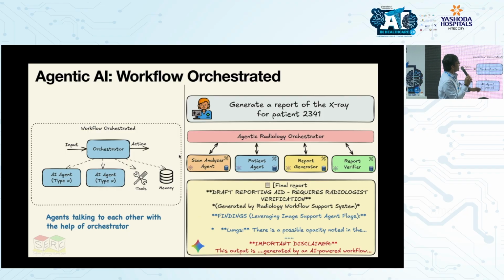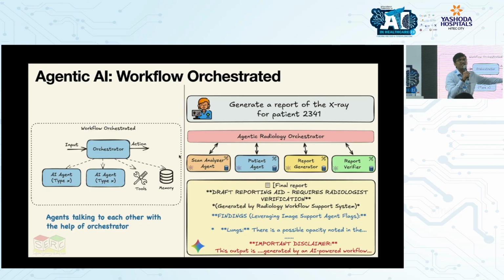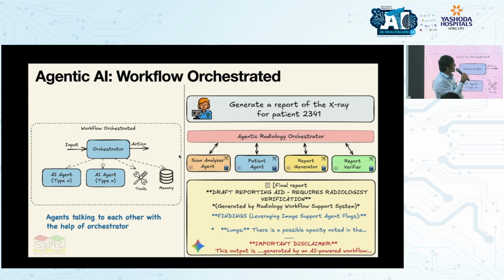So what can I do? I can build an agentic AI radiology orchestrator. Now what is that orchestrator going to do? It is going to take an input, and I'm going to say, hey, generate a report for the X-ray for patient 2341. So what did I do? I took a sample X-ray image from whatever was available on Google, and then I created this bunch of agents. I have a scan analyzer agent that is going to take the X-ray scan and tell me, using a vision language model, what the X-ray is all about.